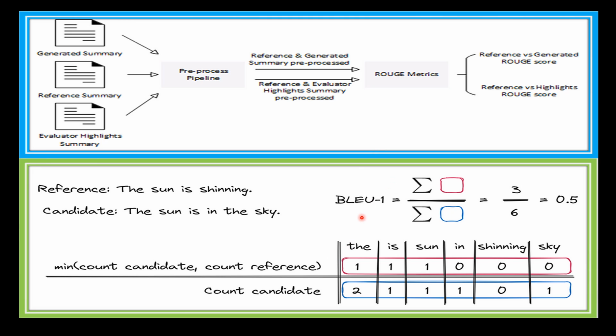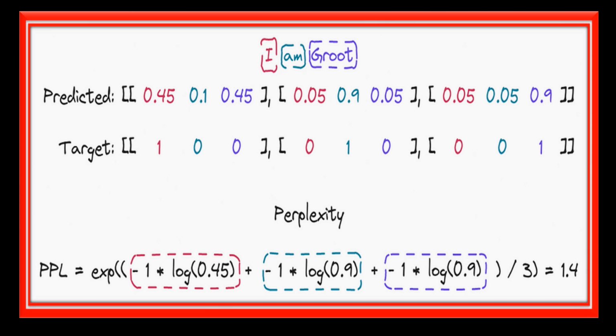Then we have BLEU, or the Bilingual Evaluation Understudy. Now this BLEU is also used to evaluate the quality of generated text in machine translation task. It calculates the weighted average of n-gram precision score up to 4 grams between the generated text and the reference text. BLEU scores range from 0 to 100 with higher scores indicating better translation. So imagine this BLEU as a tool that checks how closely the generated text matches the original text by comparing overlapping n-grams.